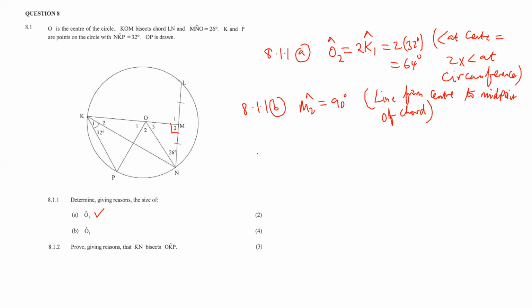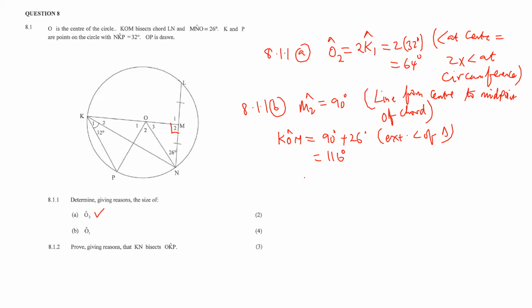From which we see that angle KON is equal to 90 degrees plus 26 degrees. The reason for 90 plus 26 is because it is the exterior angle of a triangle. So this one here is 116 degrees.